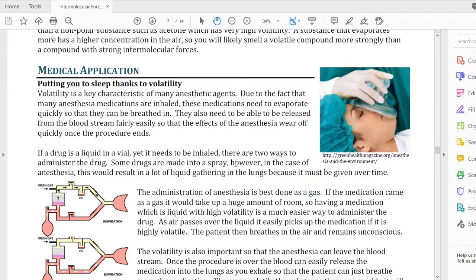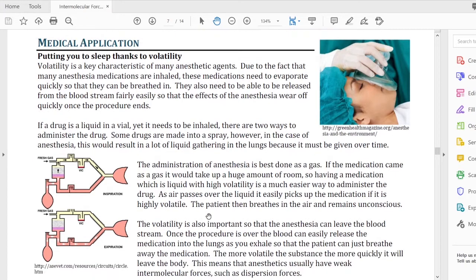Some drugs are made into a spray. However, in the case of anesthesia, this would result in a lot of liquid gathering in the lungs because it must be given over time. So you're breathing this in over the entire time of your surgery, okay? And so that's why we do it as a gas. It gets into our lungs much faster as a gas, and then it gets into our bloodstream. So it's a much faster way.